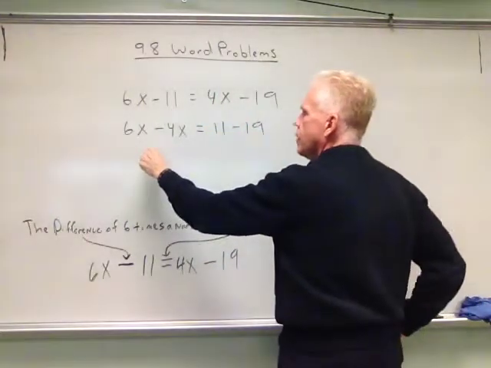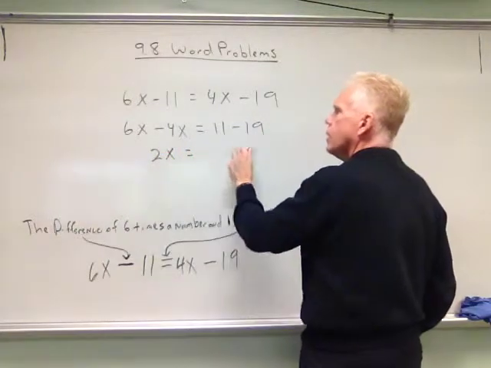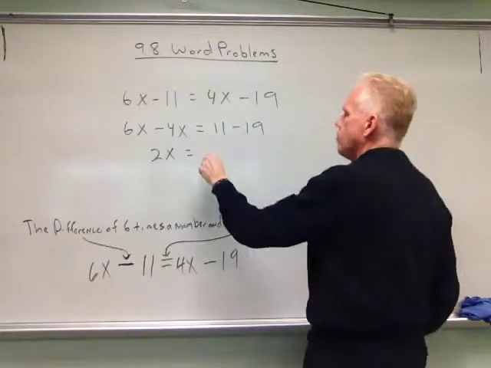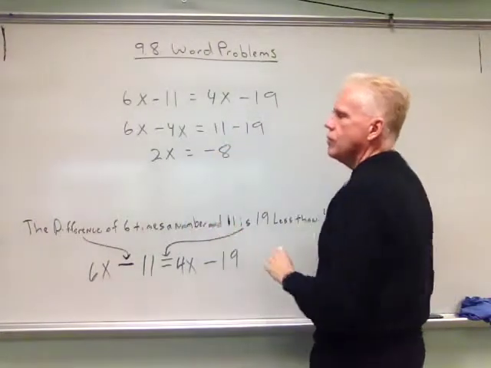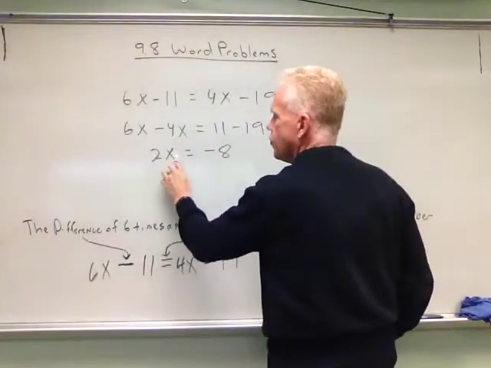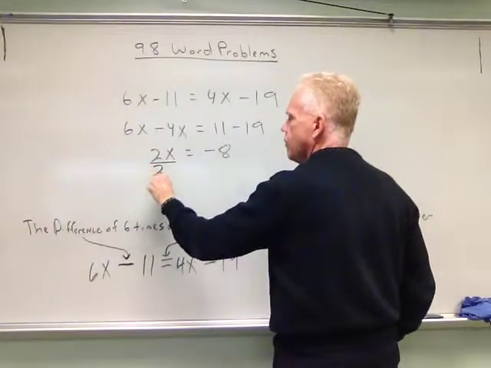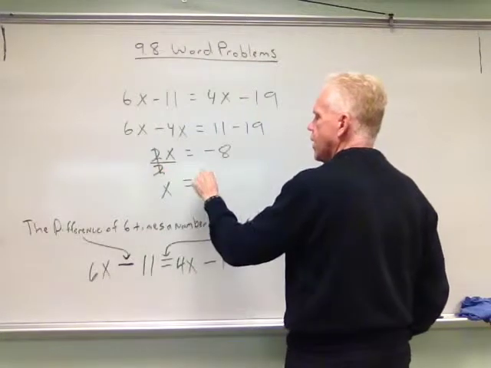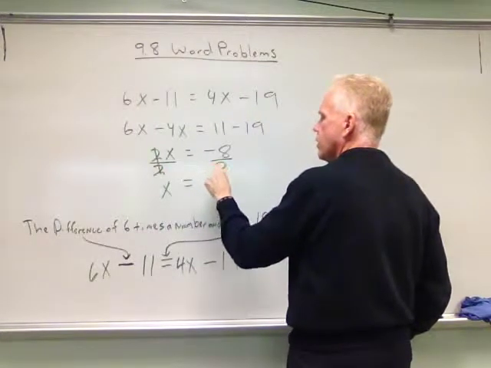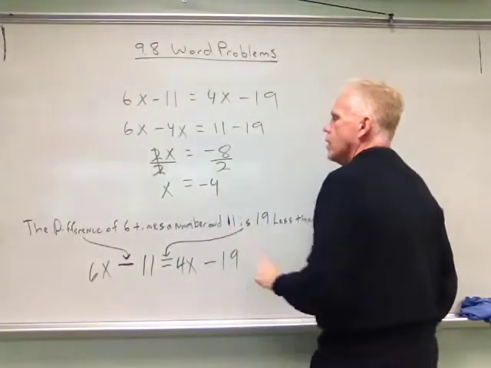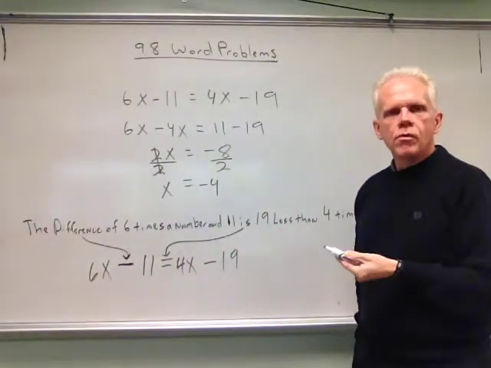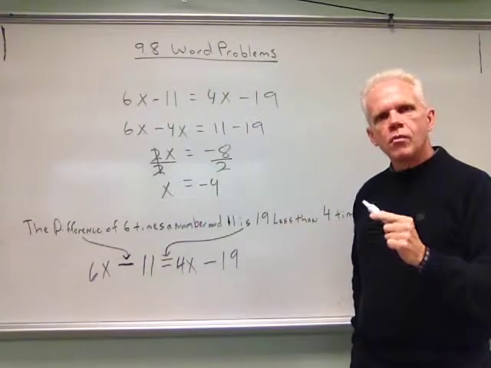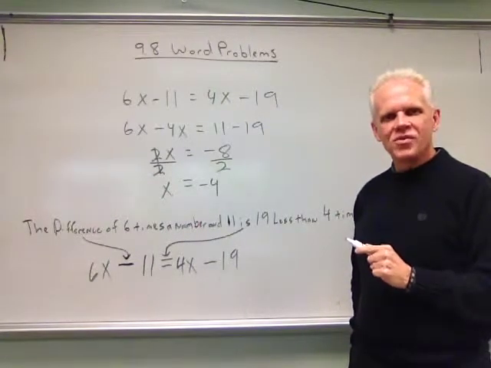So this becomes 2x. This becomes, I believe, what do you say? Negative 8? Absolutely, negative 8. Now we'll finish this off by clearing the coefficient off this variable by dividing it off. Divide by 2 here. And if we're going to divide by 2 on the left side, let's divide by 2 over here on the right side, and we'll get a negative 4. So the number that we were looking for turned out to be negative 4. So there are some examples of what we call word puzzles.